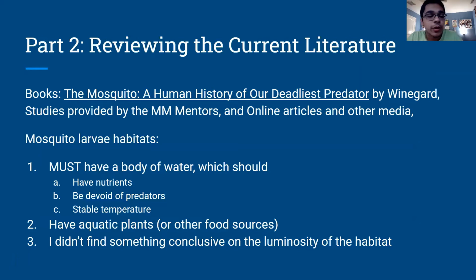Because when reviewing the literature, I read a book, The Mosquito: A Human History of Our Deadliest Predator, and various studies provided by my mentors and other online articles, I came to the conclusion that mosquito larval habitats must have a body of water which should be nutrient dense, be devoid of predators, and have a stable temperature. And they should have some sort of food source, namely aquatic plants. But I didn't find anything conclusive on the luminosity of the habitat, which I found interesting, because I had the intuition that shaded regions would be better for mosquito habitats.